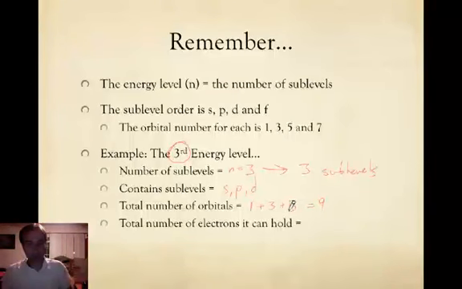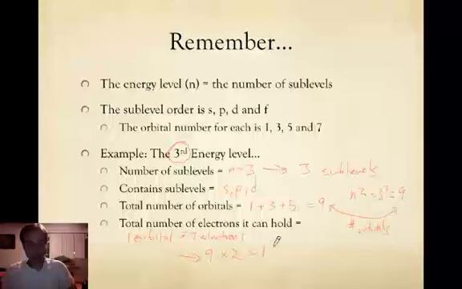I could add it up like that, or I could remember my equation. My equation is n squared. N right now is equal to 3, so that means 3 squared, which would give us, again, 9 orbitals. Notice, same number, and it tells us the number of orbitals. Okay, what's the total number of electrons it can hold? Well, 1 orbital equals 2 electrons. So, since we have 9 orbitals, that's 2 electrons each, means it can hold a total of 18 electrons.